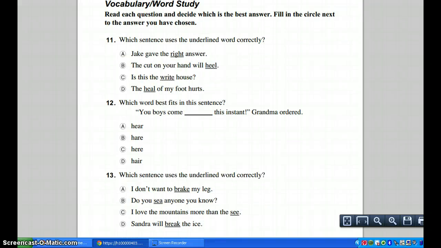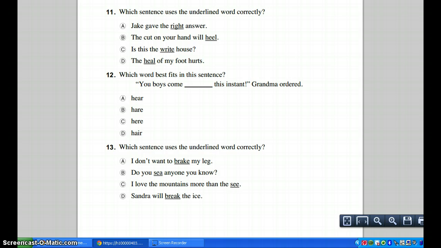Number 12, which word best fits in this sentence? You boys come blank this instant, Grandma ordered. Is it A, you boys come here this instant? B, you boys come here this instant? C, you boys come here this instant? Or D, you boys come here this instant? Be sure you look at the spelling.